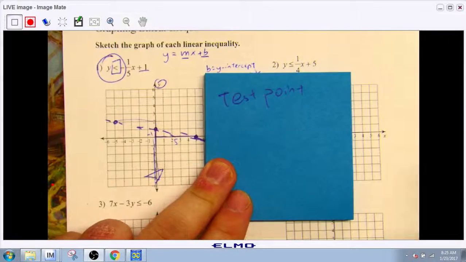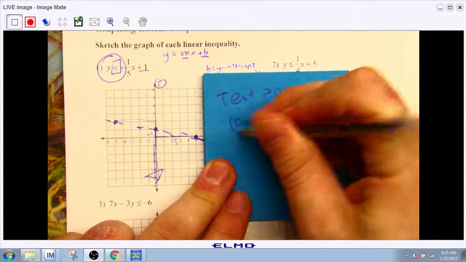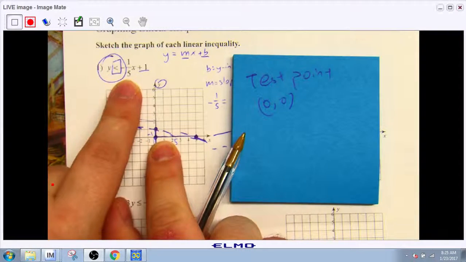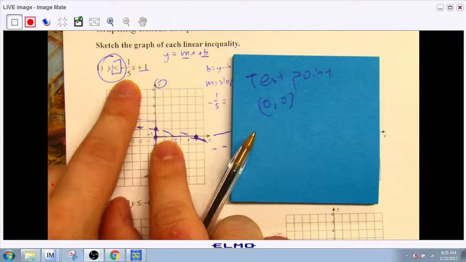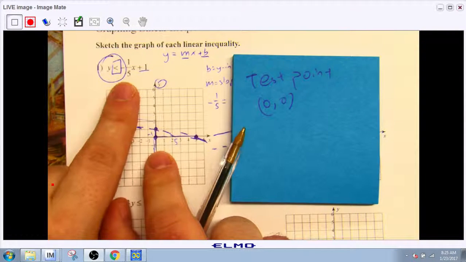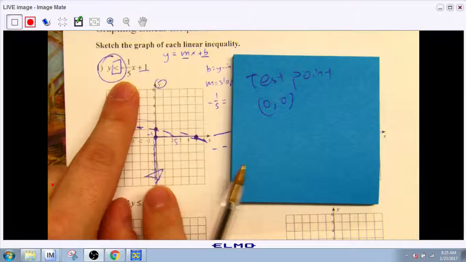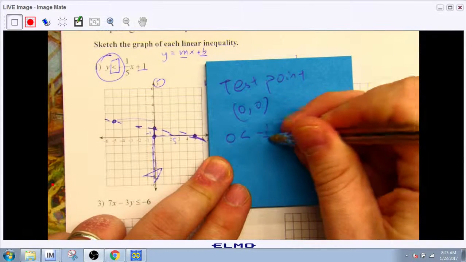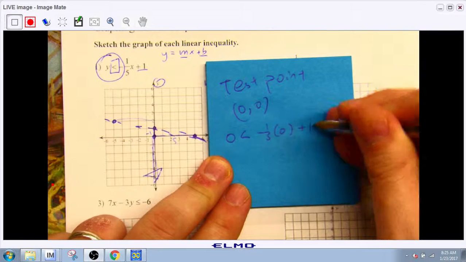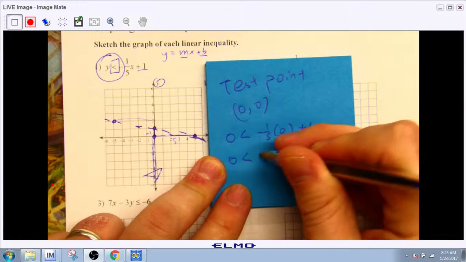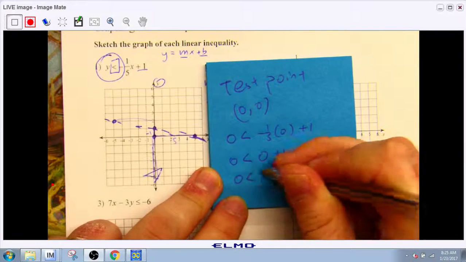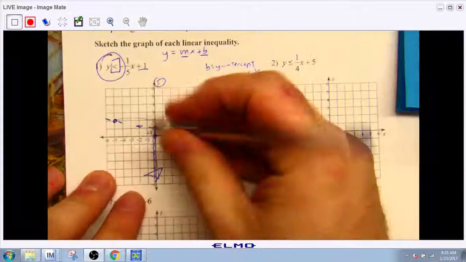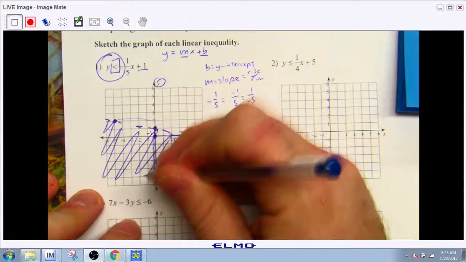The easiest test point to do is 0, 0. That's the origin. So what we can do is take 0, 0, plug it into the inequality, and see if it's true. If it's true, then we shade that side. If it's not true, we shade the other side. So we have 0 is less than negative 1/5 times 0 plus 1. 0 is less than, well, this is 0 plus 1. 0 is less than 1. Is 0 less than 1? Yes, it is. So I know that this side is true, therefore I know I shade this side.